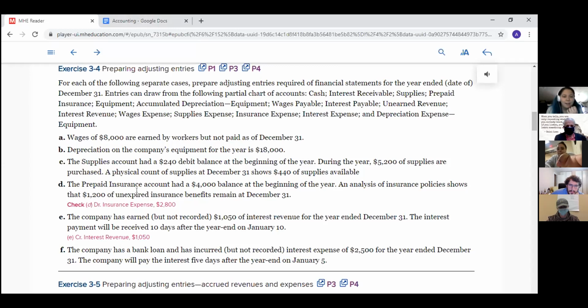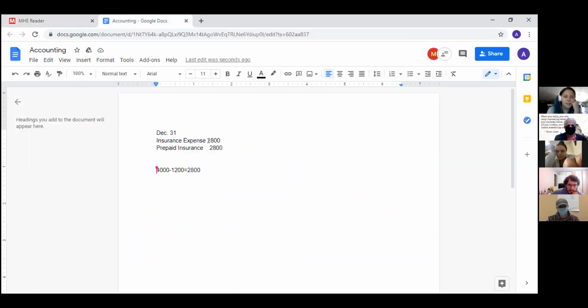The prepaid insurance account had $4,000 at the beginning of the year. An analysis of the insurance policy shows that $1,200 of unexpired insurance benefits remain at December 31st. So what we did was we debited the insurance expense at 2,800 and we credited the prepaid insurance at 2,800. Can you indent the prepaid with a couple of spaces, debits to the left, credits to the right? There you go. Thank you.